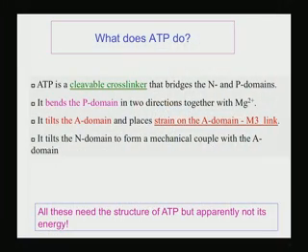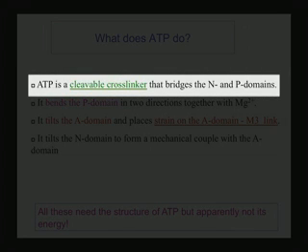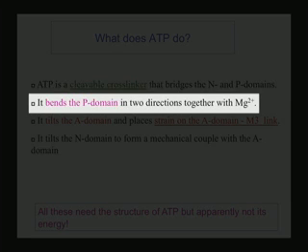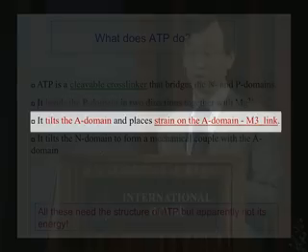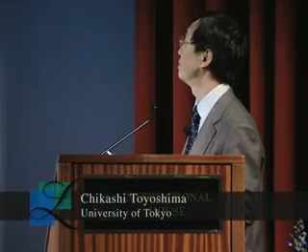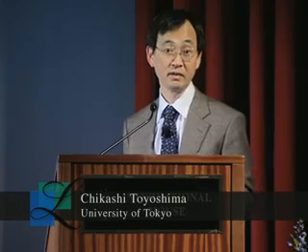And what does ATP do? It's relatively easy to understand. ATP is a kind of cleavable cross-linker that bridges the N and P domain. It tilts the A domain and places a strain on the A domain link. I maybe forgot to mention that this is really the driving force of the A domain rotation, because if you cut this link by proteolysis, no rotation or no ATP hydrolysis takes place.